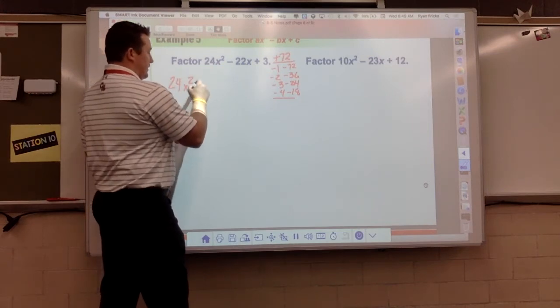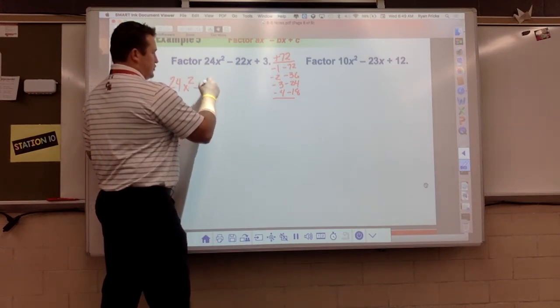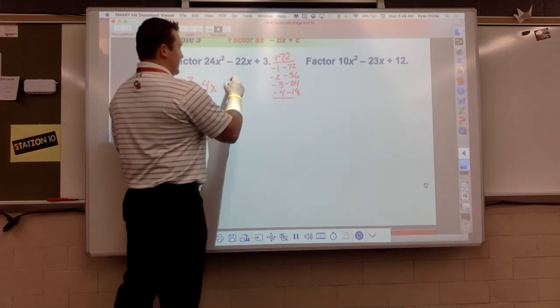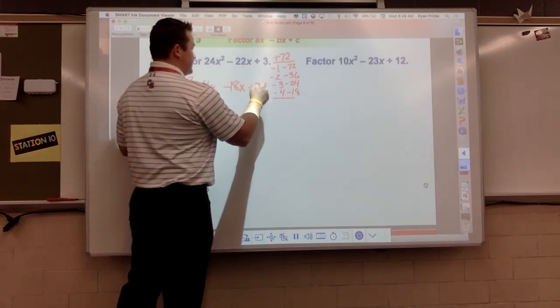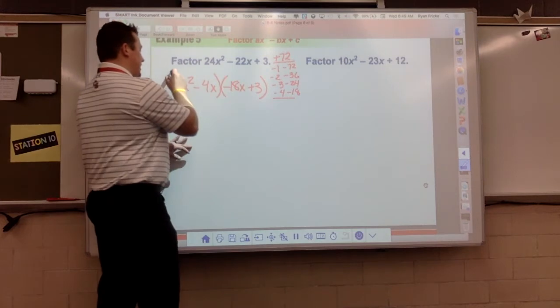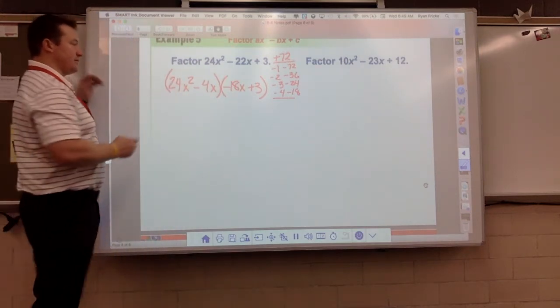24x squared minus 4x minus 18x plus 3. Time for grouping. I'm going to factor out a 4x here.